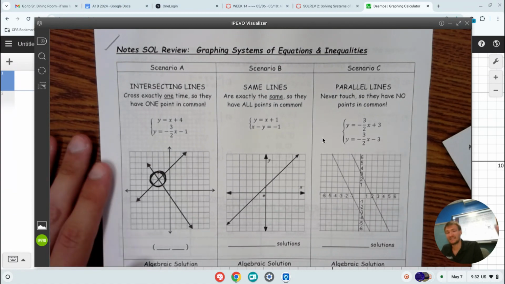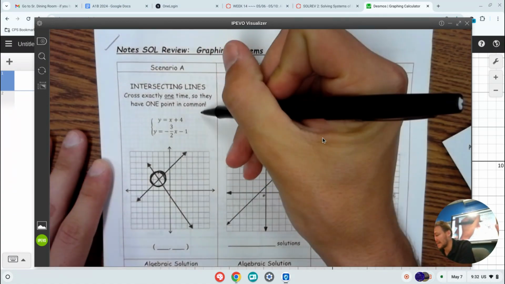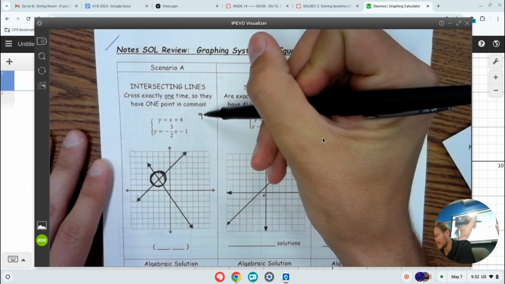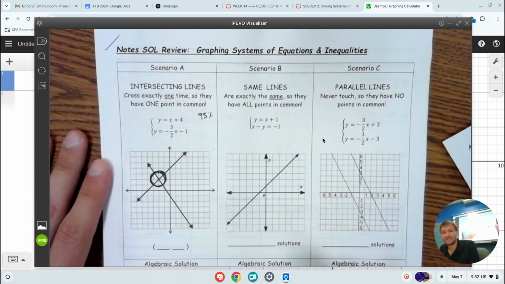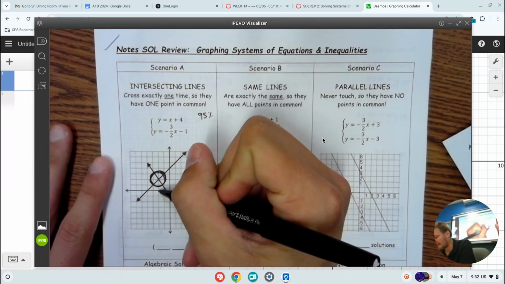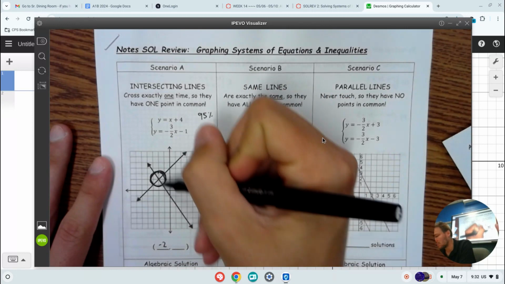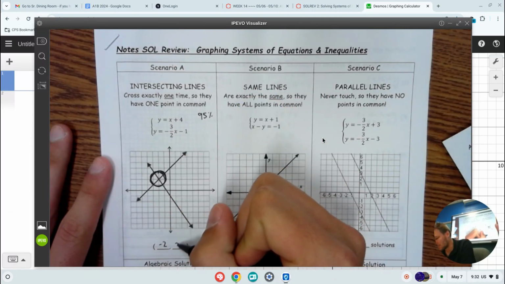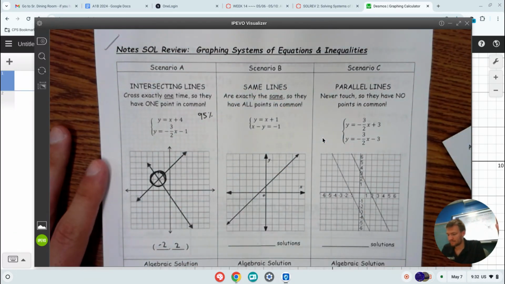This is kind of your standard. This is going to happen, I would say, probably like 95% of the time. This is very common. And you just look at where they touch. They touch at left 2, negative 2, and up 2, positive 2. Negative 2, positive 2. There you go.